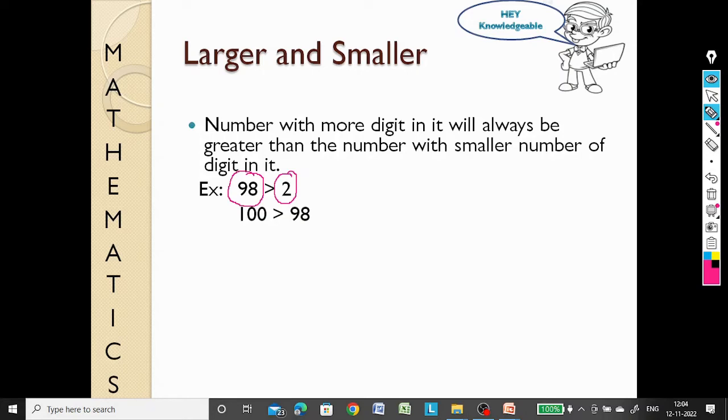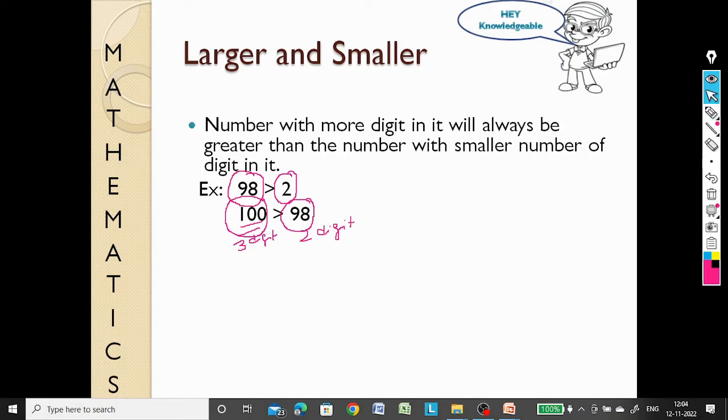So whichever number has more digits, that will always be greater than the number which has a smaller number of digits. Like if you see the 100, right? This is 3 digits. 98 has only 2 digits. So this is having 3 digits and this is having 2 digits only. So whichever number is having more digits, that will always be greater.